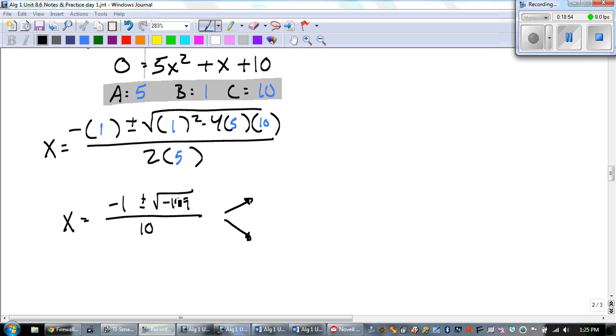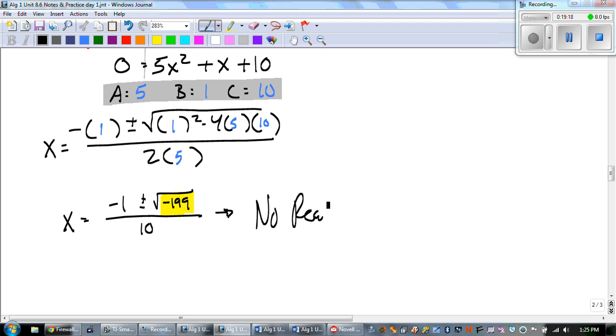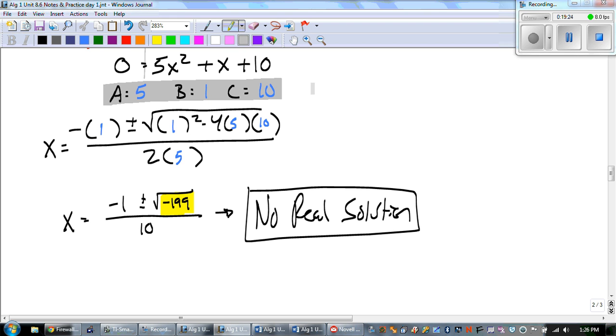Okay, so here's everything plugged in, and did you get -199 for underneath the square root? Yeah, me too. So what's the square root of -199? Yeah, you can't do that. So sorry guys, this was a little tricky one, but this one ends up being no real solution because you can't take the square root of a negative number. Okay?